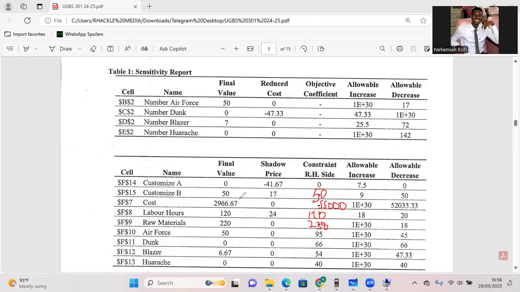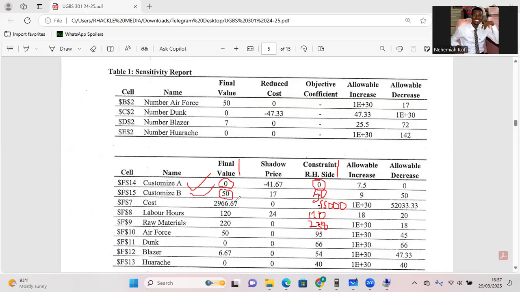So now for us to know the binding constraints, you have to compare the left-hand side to the right-hand side. In this particular session, I'm going to take the binding ones, the ones where the final value is equal to the right-hand side, right? So the final value here is 0, and the right-hand side is also 0. So it's what? A binding constraint. Then customized B, we have final value to be 50, and here too is 50. So it's a binding constraint.